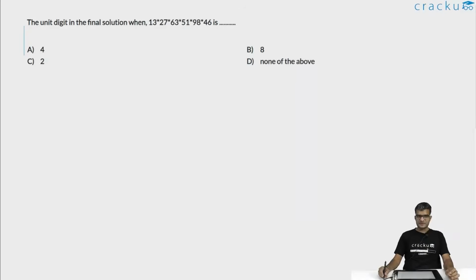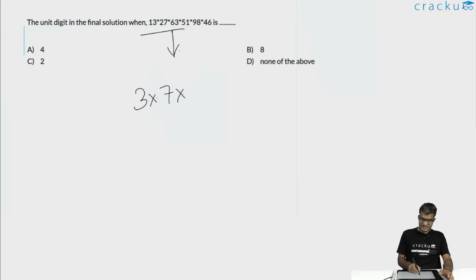In this question, we are asked to calculate the units digit in the final solution of 13 into 27 into 63 into 51 into 98 into 46. The units digit will be the units digit of the product of the units digits. That is, from 13 we take 3, from 27 we take 7, from 63 we take 3, from 51 we take 1, from 98 we take 8, and from 46 we take 6.